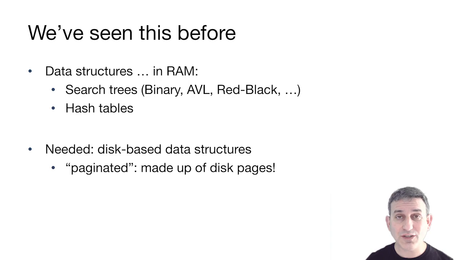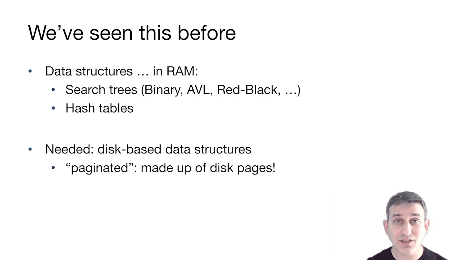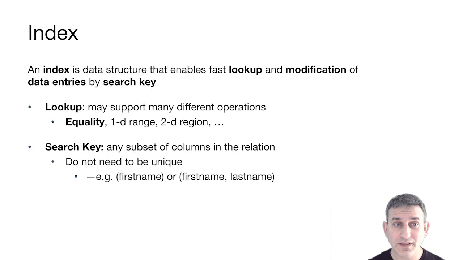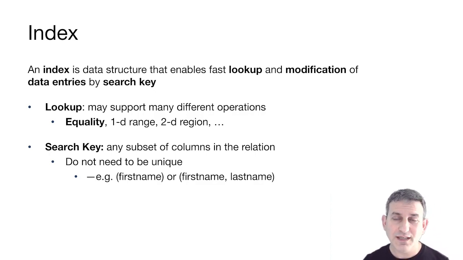So this is a data structure that's paginated. It's made up of disk pages, and we're going to need to lay it out intelligently on the disk so that each page that we fetch is used intelligently. So an index, what is it? Well, it's a data structure that enables fast lookup and modification of data entries by search key. I want to unpack this definition, and for each of the highlighted terms, spend a little time thinking about what it means. We'll take them a little bit out of order.